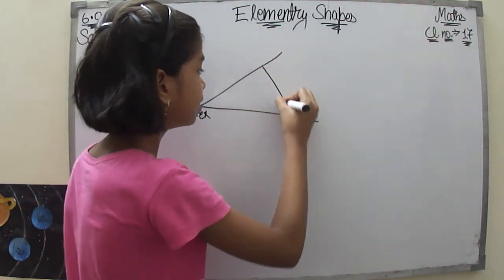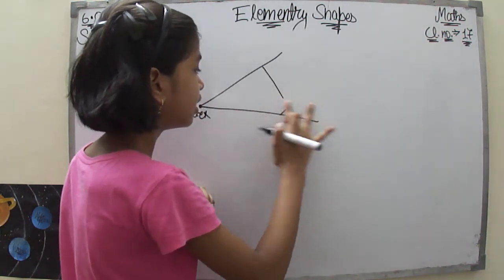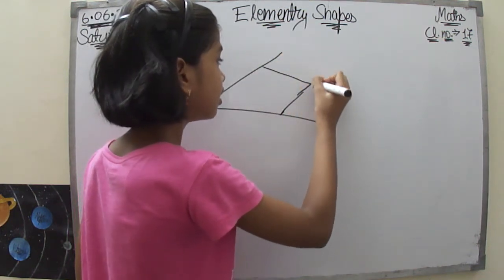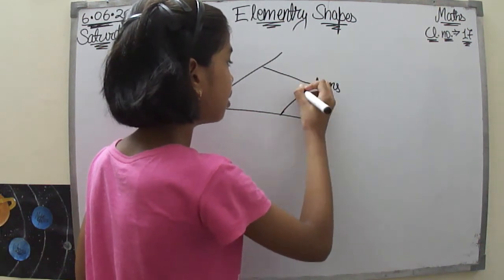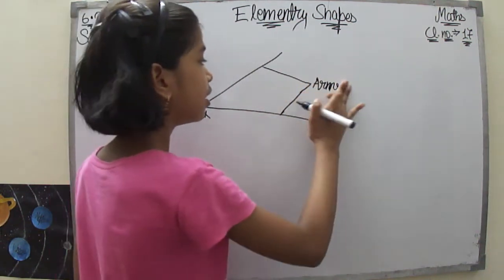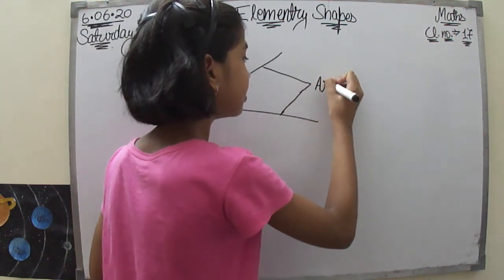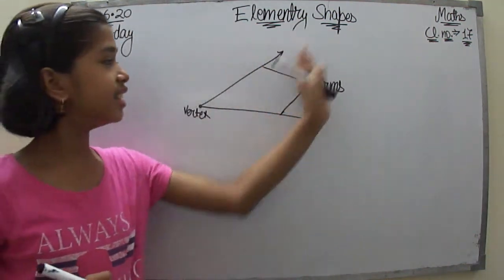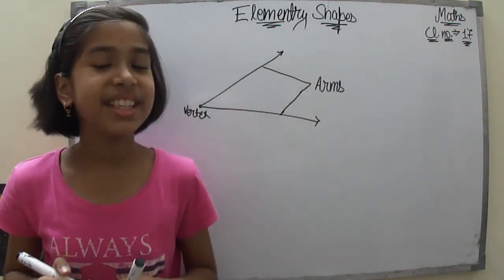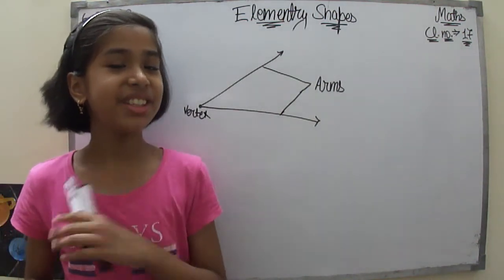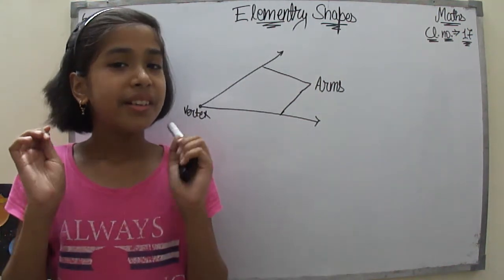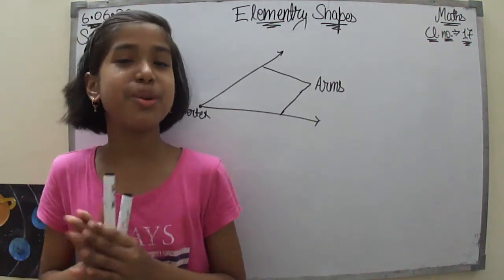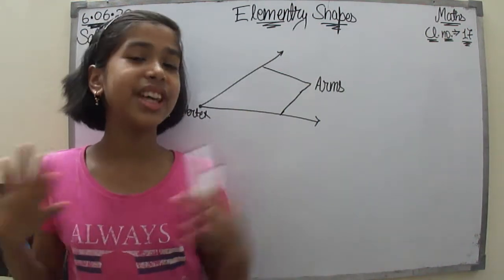And these two are the arms, and these are the rays. So this is the vertex and these are the two arms. Now let's see. Now I think you know what the angles are, and now we are going to see the types of angles. And I think we have learned them in geometry also. Let me revise or recap all that.